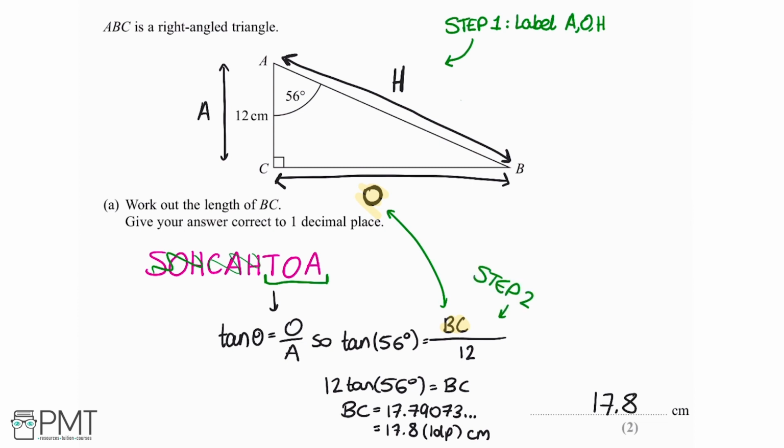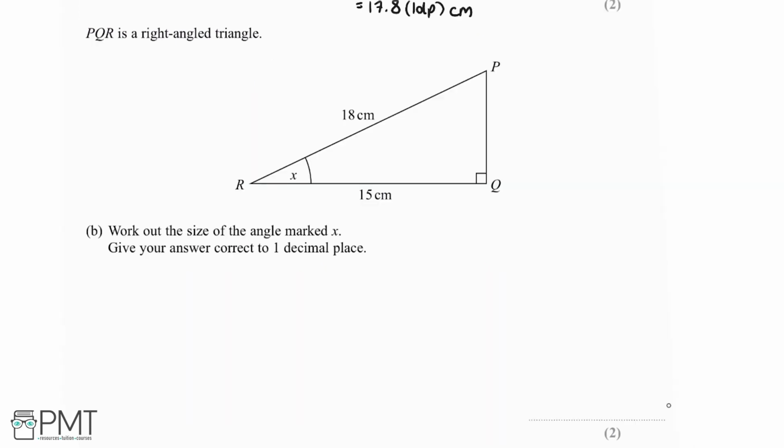So we get 1 mark for our working over here, and 1 mark for the correct final answer to 1 decimal place. Now for part B, we're told that PQR is a right angle triangle, and we need to work out the size of the angle marked X, giving your answer correct to 1 decimal place. So again, we're going to use trigonometry, and again, we can use SOHCAHTOA to help us. But this time, instead of working out the length of a side, we're working out the size of an angle.